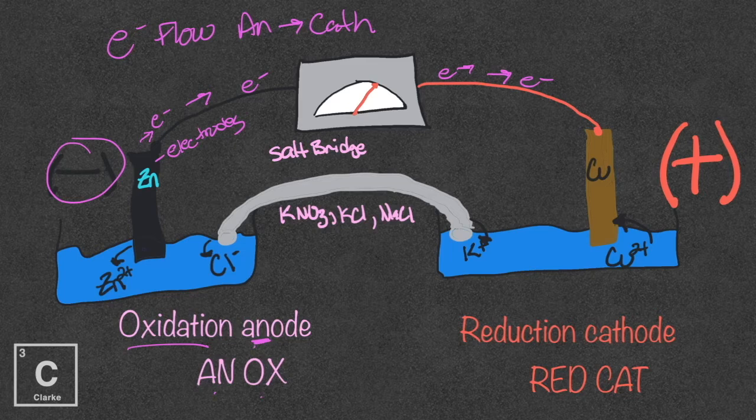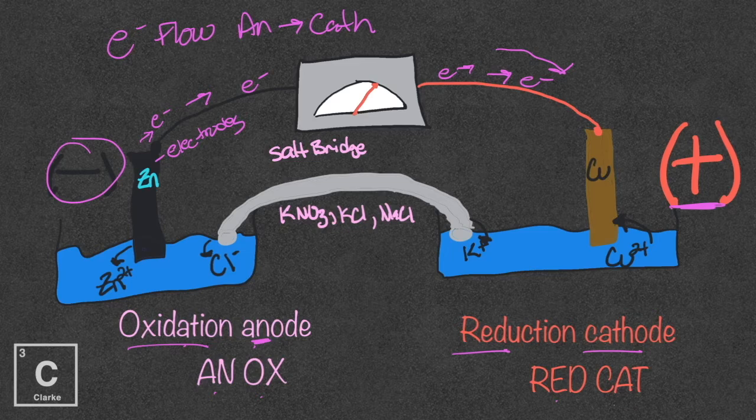At the anode is where oxidation is happening. The electrons are leaving. We're losing electrons. We're traveling over to the reduction side, the cathode. The cathode is always positive. That's what's attracting these electrons in, that positive cathode. Reduction happens at the cathode, red cat.